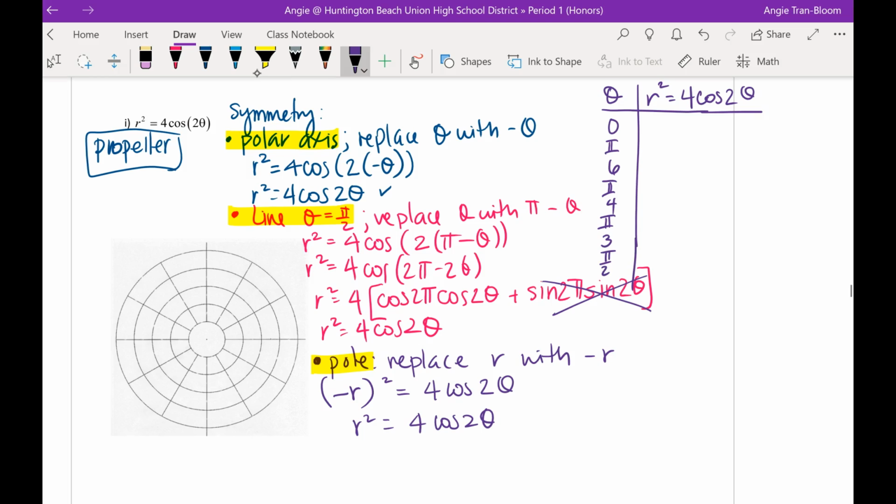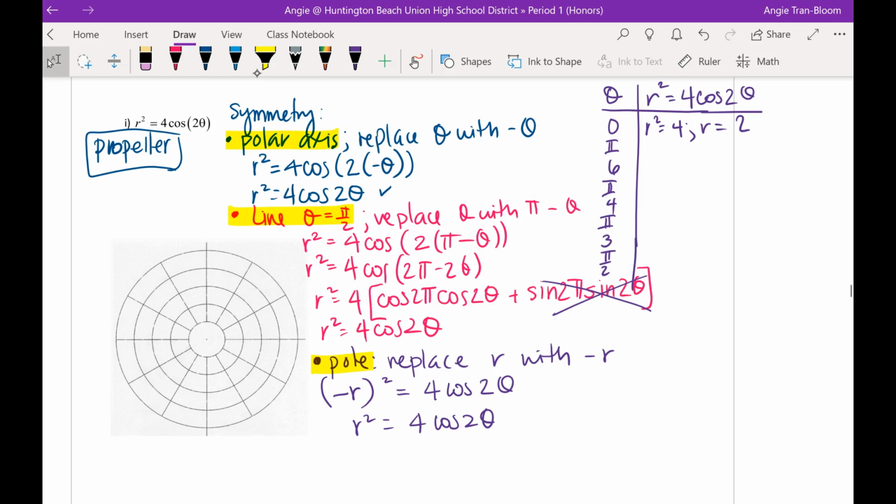Okay, so let's find r squared first. 2 times 0 is 0. Cosine at 0 is not 0, but 1. 1 times 4 is 4, but that's r squared, right? r squared is 4, so that means the radius is 2. So that's why I want you to be very cautious. All right, go ahead and do the rest.